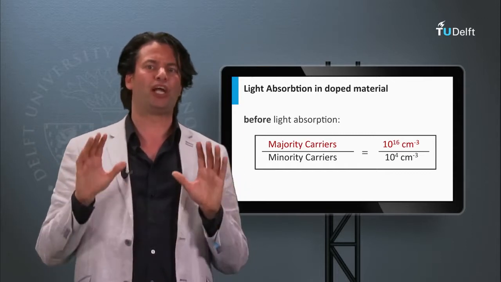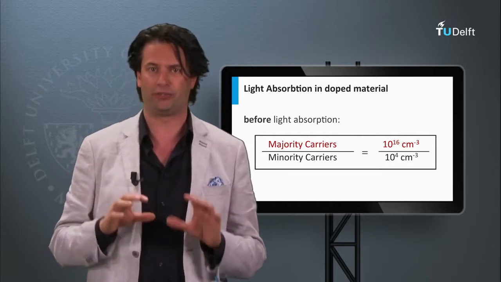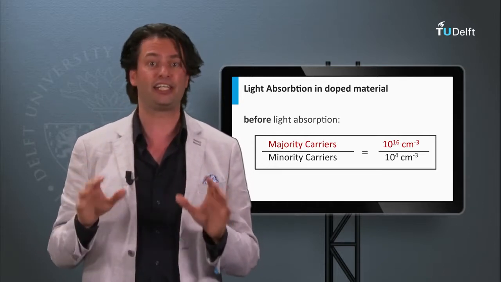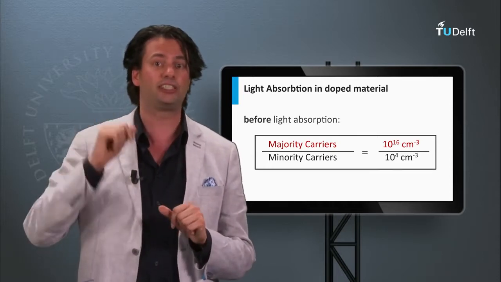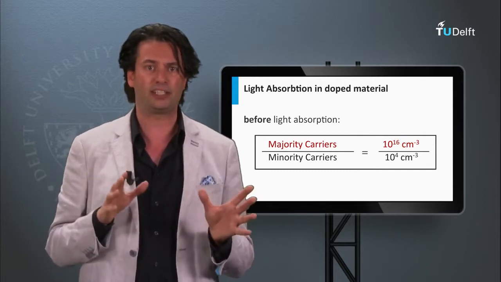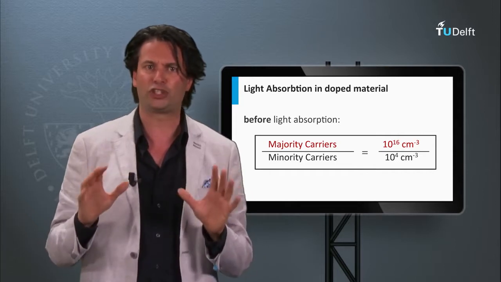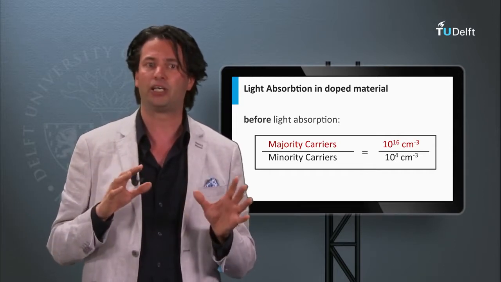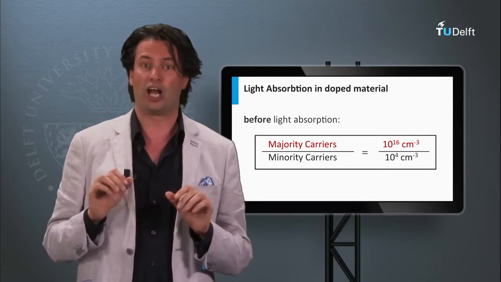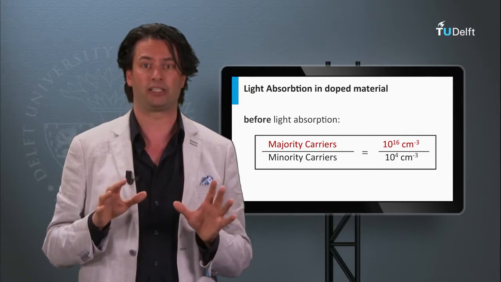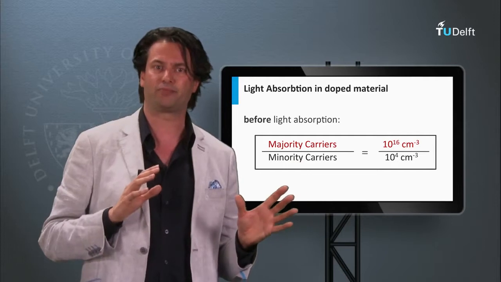Finally, in this block, I would like to discuss how light absorption affects the charge carrier density in doped materials. Let's consider again the situation with a density of majority charge carriers of 10^16 per cubic centimeter and a density of minority charge carriers of 10^4 per cubic centimeter. Now let's assume we generate electron-hole pairs by light absorption. We generate 10^11 electron-hole pairs per cubic centimeter. What will happen to the density of the majority and minority charge carriers?